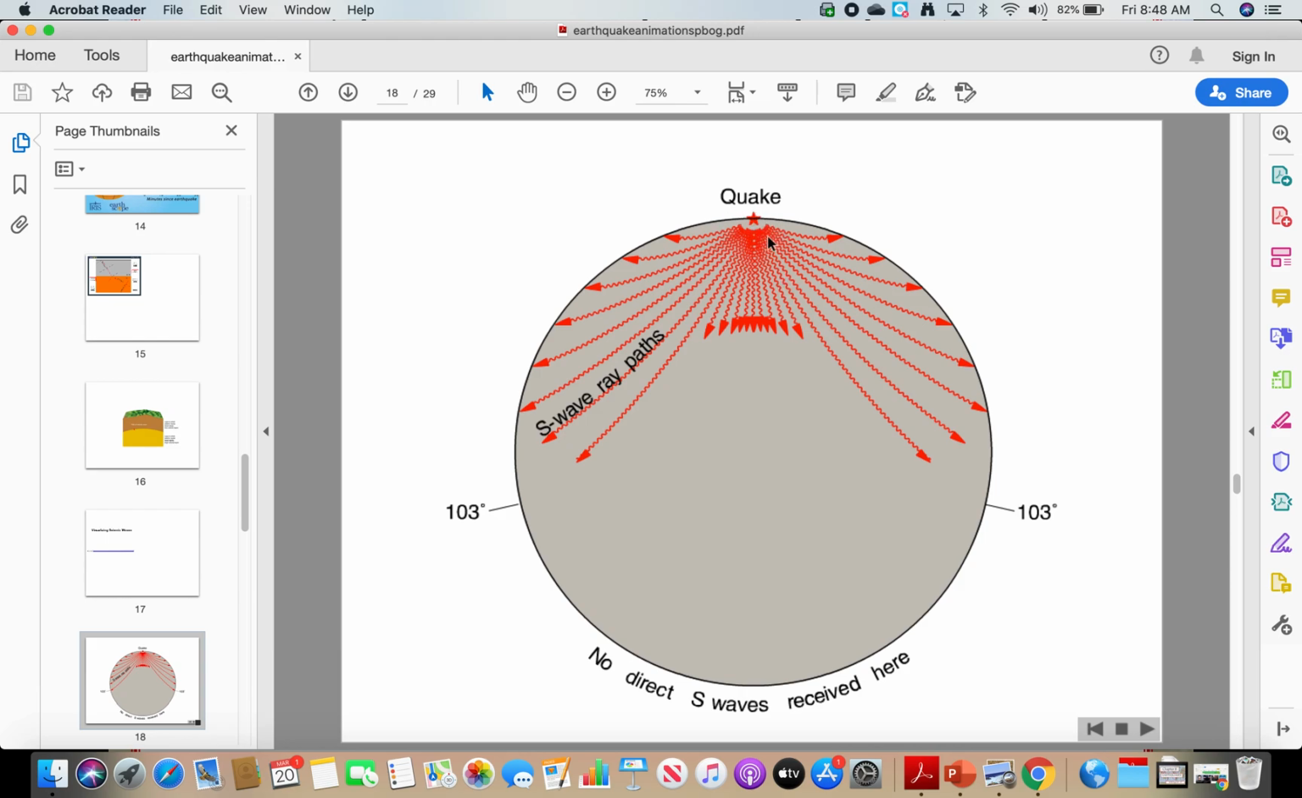But of course, if this is the Earth, not all earthquakes happen at the North Pole. You have to be able to take this model and rotate it. So what if the earthquake happened over here? What if the earthquake happened there? What if the earthquake happened over here? Wherever the earthquake occurs, this pattern will change with it.